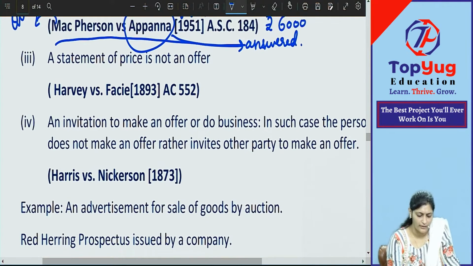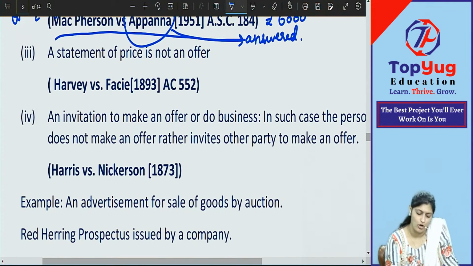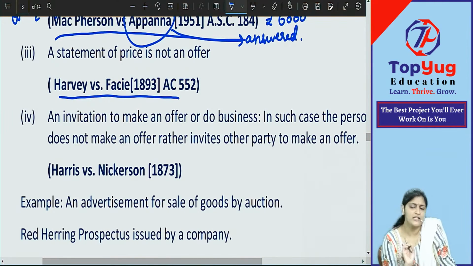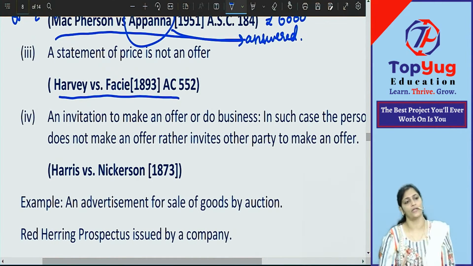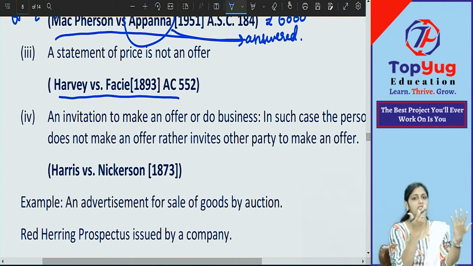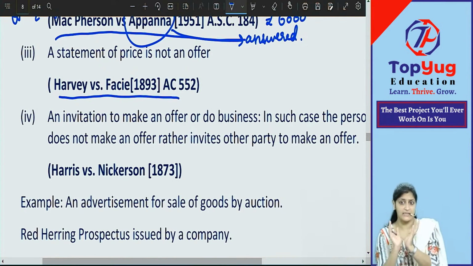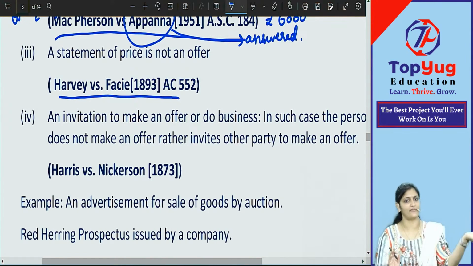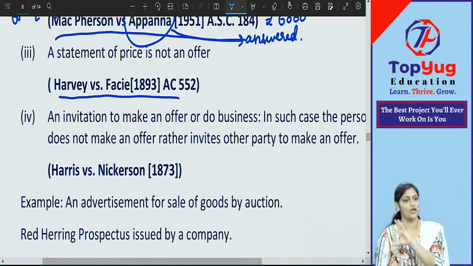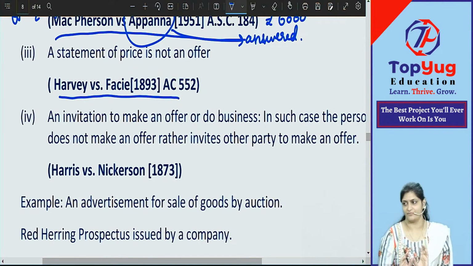Statement of price is not an offer. Again, whenever you are stating price for something, it is not an offer. You are just saying the price. Okay, price of this property, price of this horse, price of some material, whatever it is, this much. Price is, say, 5,000 rupees, 10,000 rupees. But I am not bound to sell you. I am just giving you the price. Price statement is given to you, but it is not considered to be offer.